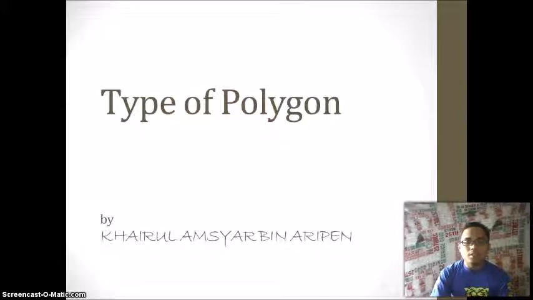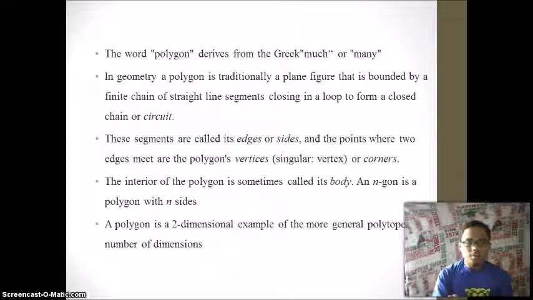Today I'm going to tell you about a type of polygon. The word polygon, derived from the Greek, means much or many. In geometry, a polygon is traditionally a plane figure that is bounded by a finite chain of straight line segments closing in a loop to form a closed chain or circuit.